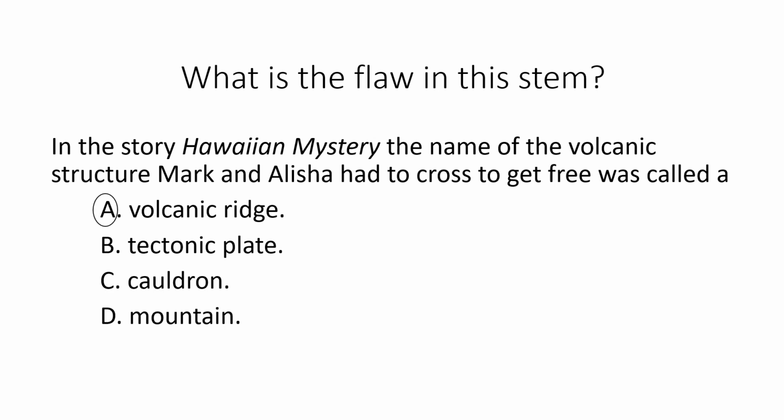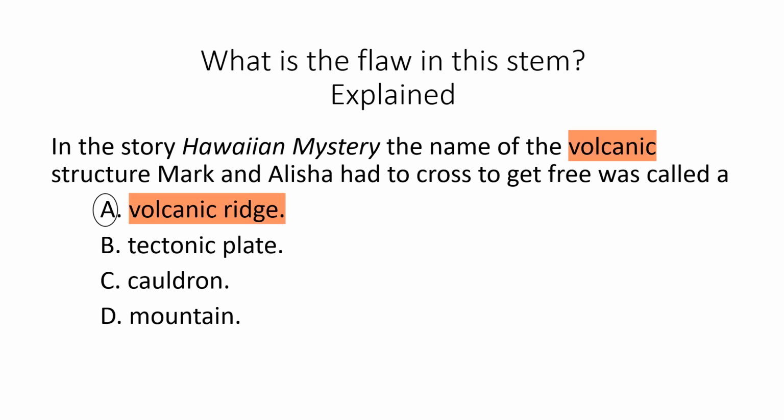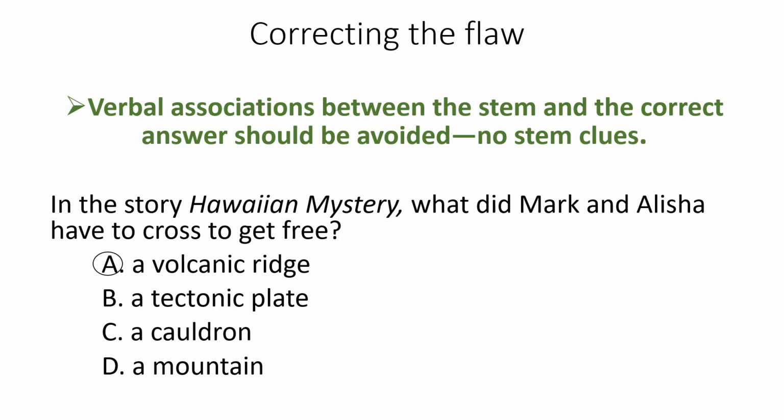What is the flaw in this stem? When you look at the stem, there's a clue in the stem that matches one of the options. Verbal associations between the stem and correct answer should be avoided. You don't want to have any clues in your stem. So instead, you just need to get the word volcanic out of the stem of the item.